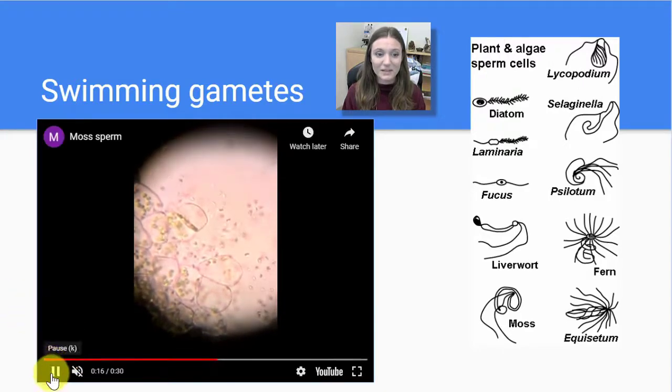Okay, so swimming gametes. What does that tell us about the types of environments that they have to be in order to reproduce, right? So they're limited in the types of environments in which they can live because they need water to reproduce. So they can't necessarily live very effectively in really, really dry environments or where water is not readily available for the gametes to swim in.